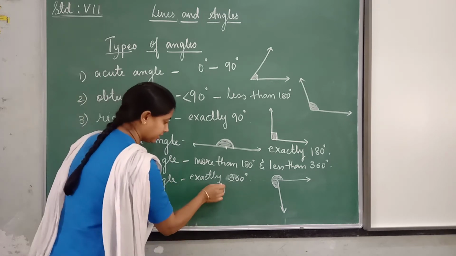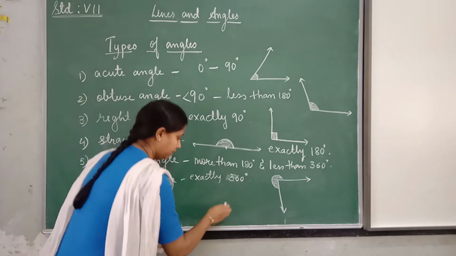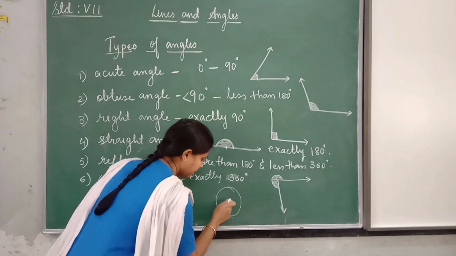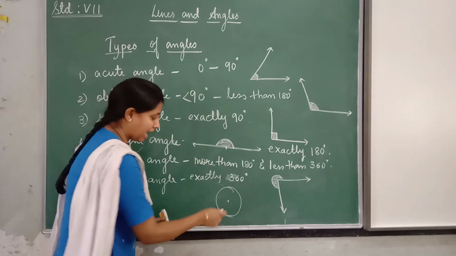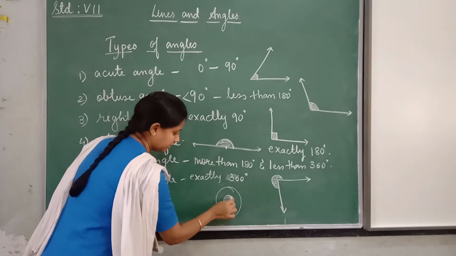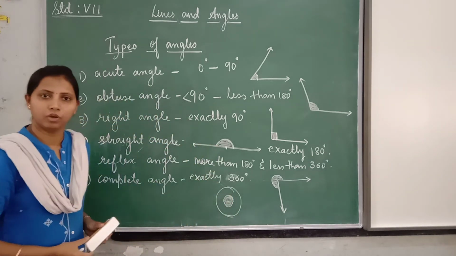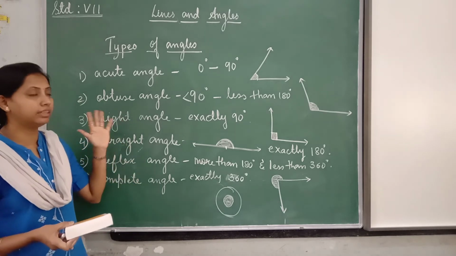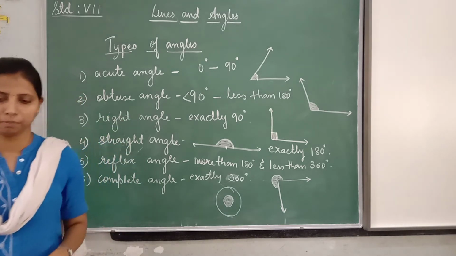Now for example in a circle, this is a circle, circle has a center. So the angle formed at the center is always 360 degree. Yes, this is 360 degree. Okay, so this is regarding the types of angles, children.